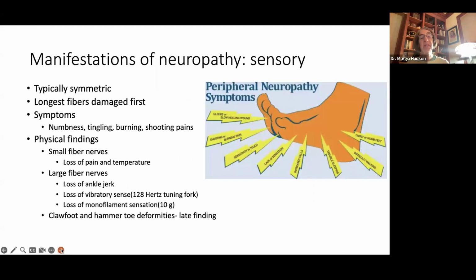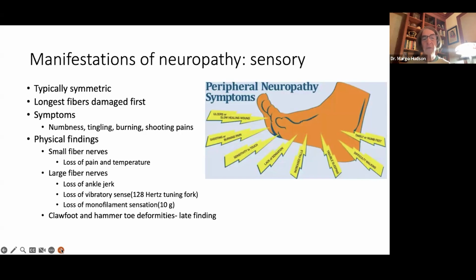So what are the manifestations of neuropathy? First we'll go over the sensory manifestations. It's typically symmetric. The longest fibers are damaged first, so it's going to affect their toes before their fingers. They can have numbness, tingling, burning, and shooting pains. Physical findings include loss of pain and temperature from damage to small fiber nerves. And for the large fiber nerves, there's a loss of ankle jerk and loss of vibratory sense.